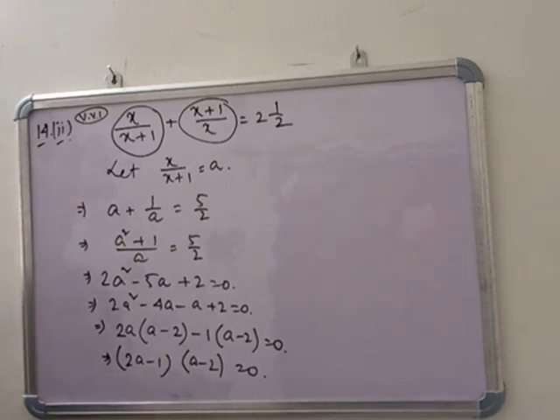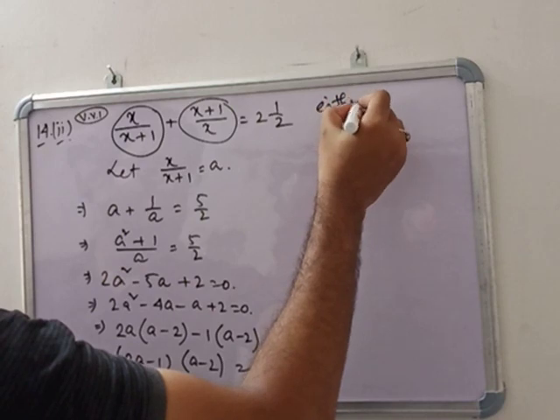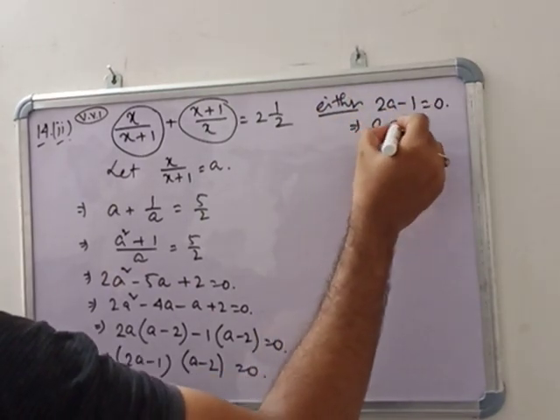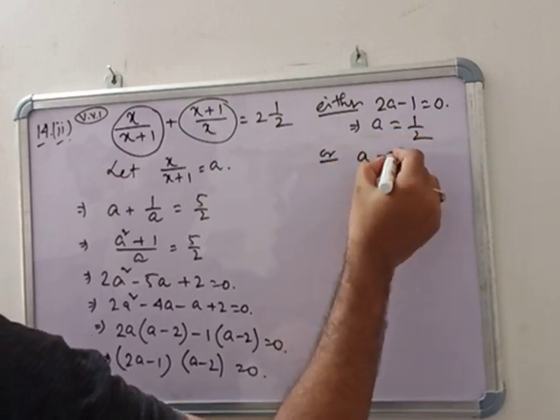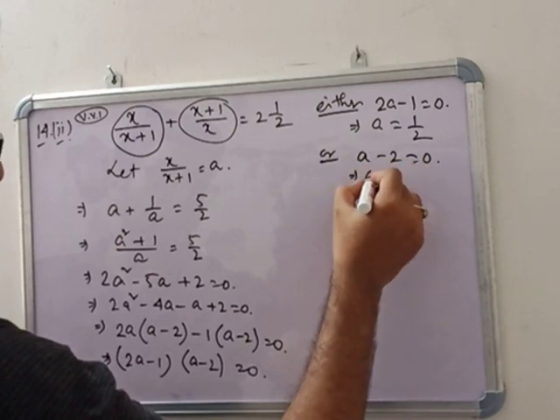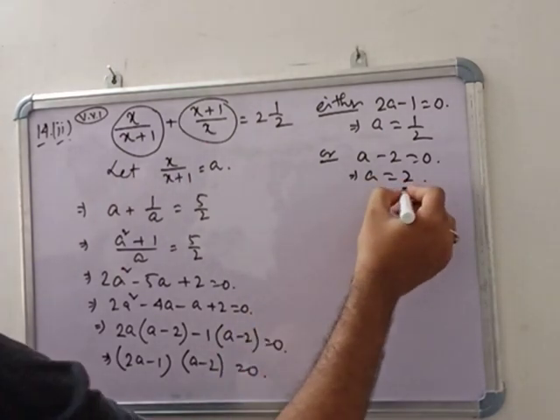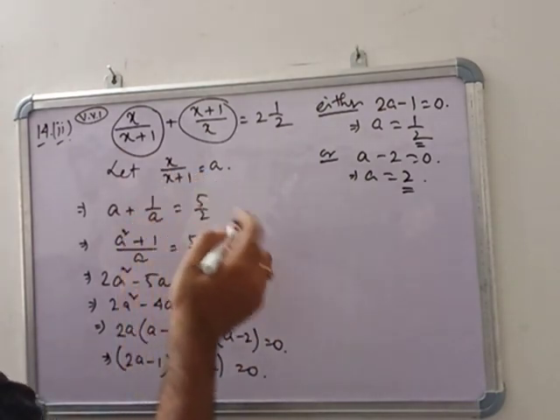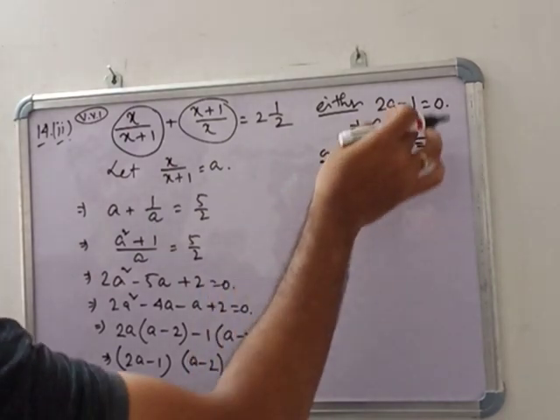So both are 0. That means either 2a minus 1 equals to 0 implies a equals to half, or a minus 2 equals to 0, that means a equals to 2. So we are already finding the values: a equals to 2 and a equals to half. So now go to this part. We are taking x by x plus 1 equals to a. We have to solve for both the parts.